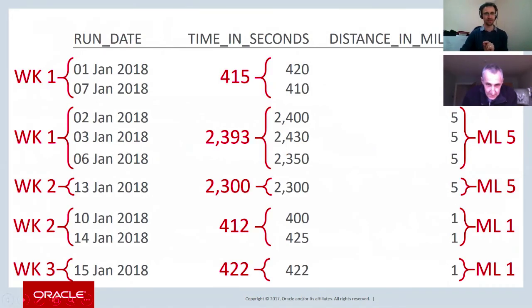So we start off and we can see week 1, I did 2 runs which were 1 mile long. Week 1, I did 3 miles which are 5 miles long. Week 2, and so on. So we've actually got 5 groups in our output. We'll have 5 columns, and then I'm averaging these times down here.